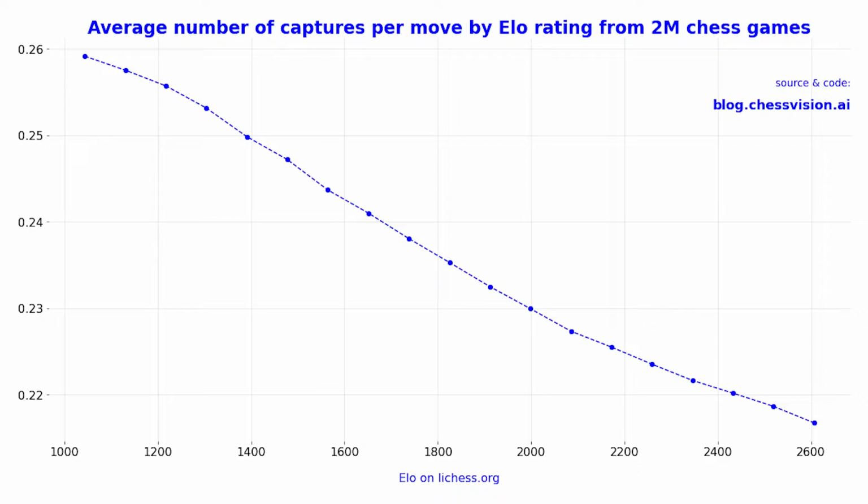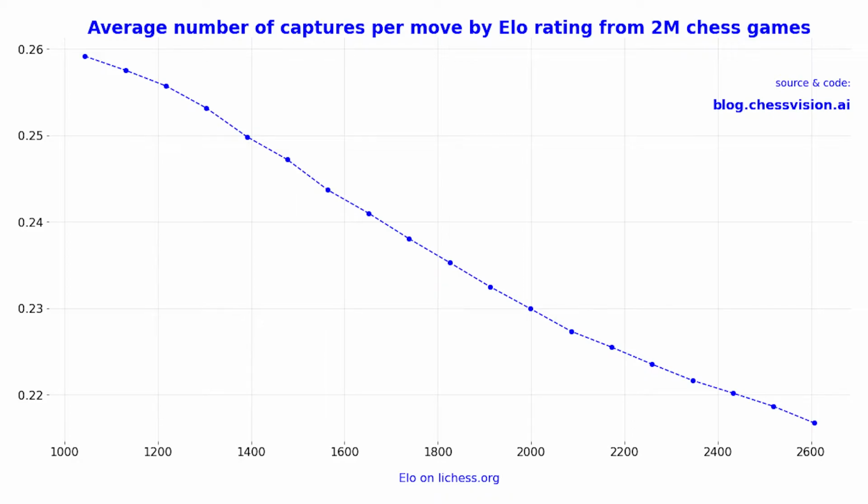This was a graph from chessvision.ai. It's a very cool program that managed to find this, so I'll leave the link down below if you want to go ahead and find the original article. And what you can clearly see is that the higher rated you are, the less you tend to trade. This data was collected from 2 million chess games on leadchess.org, and they broke it down into ELO rating.